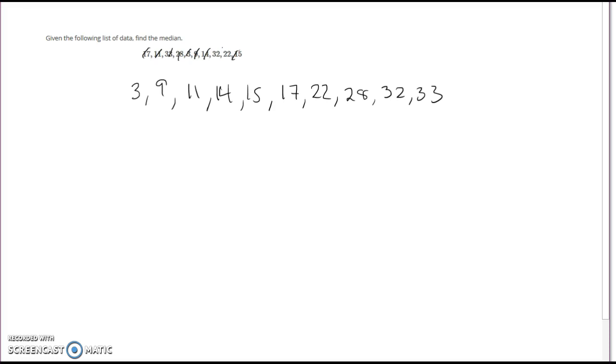Okay, so now that we've got those numbers listed from least to greatest, I'm just going to double check to make sure I have 1, 2, 3, 4, 5, 6, 7, 8, 9, 10 of my numbers. Okay, so what we're going to do is count in. We're going to try to find that middle number. So we go 1 in, 2 in, 3 towards the middle, 4 towards the middle. And then we can see right here that the median should be in between these numbers, right?